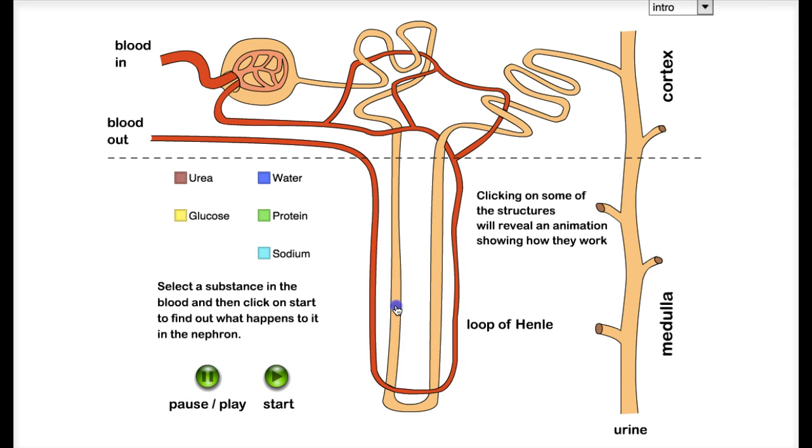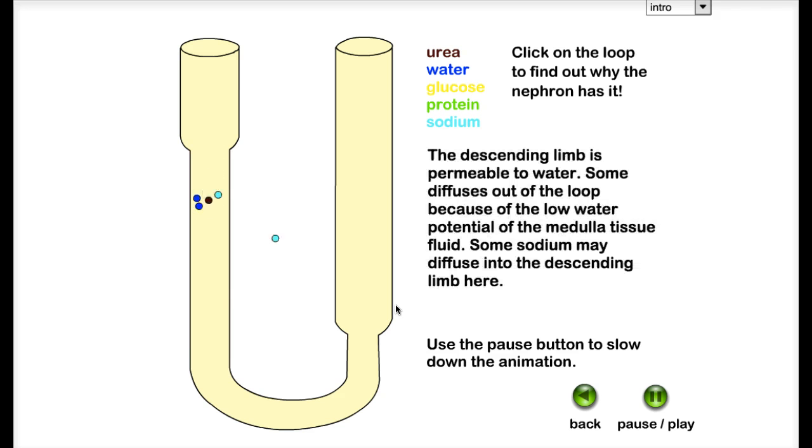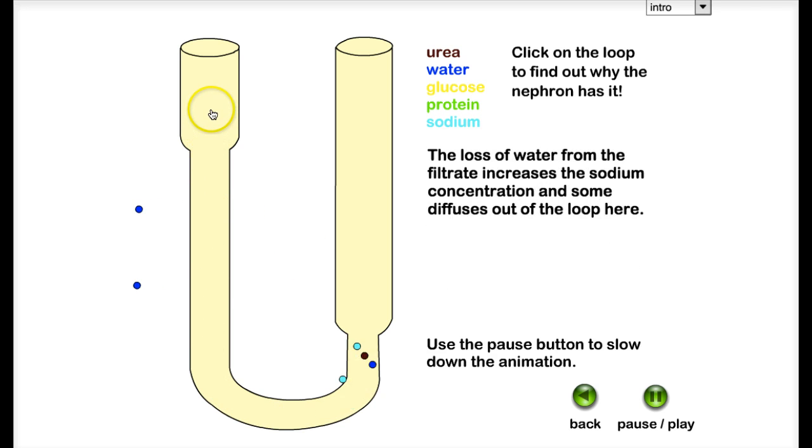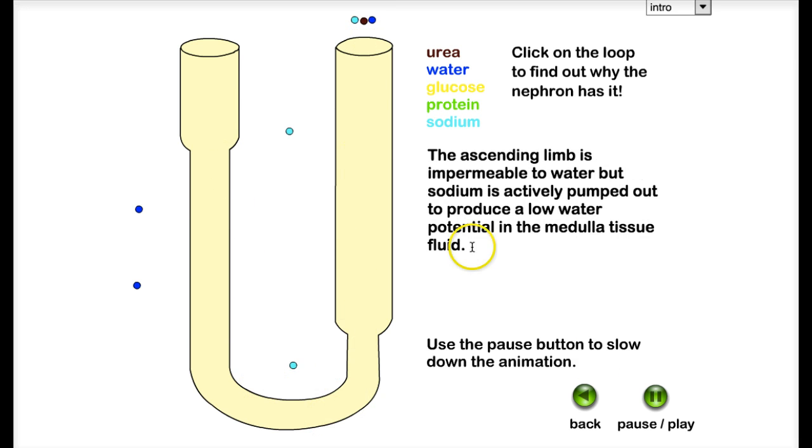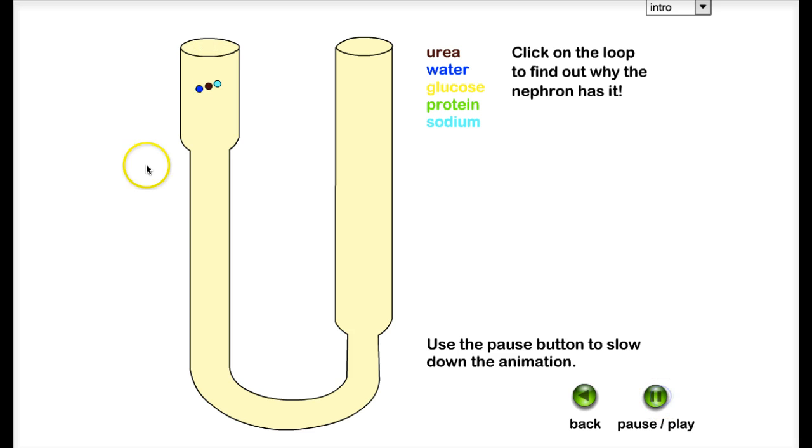The next part we're going to look at is the loop of Henle. In the loop of Henle, we have what's called the descending limb and the ascending limb. We call this the descending limb because materials are moving down the limb, and we call this the ascending limb because materials are moving up. The materials specifically that we're looking at are water, urea, and sodium.